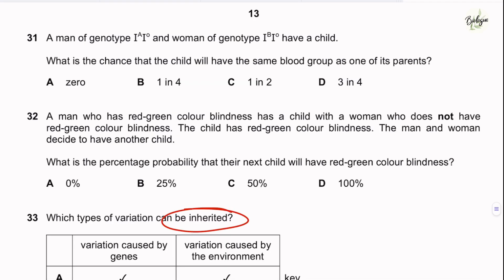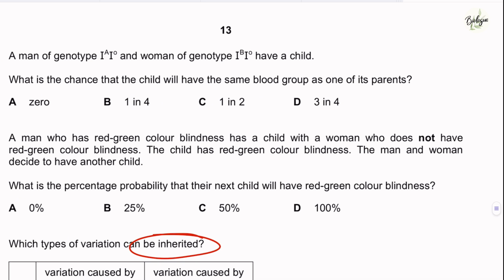Question 31. Now, it's completely understandable if you guys find these questions hard. I very much did so myself when I did my IGCSEs. So what I recommend is starting out with a Punnett square, all right? Whenever you have these genotype matching, mix and match type of questions, you need to make sure you're starting off with a Punnett square. So a Punnett square looks something like this.